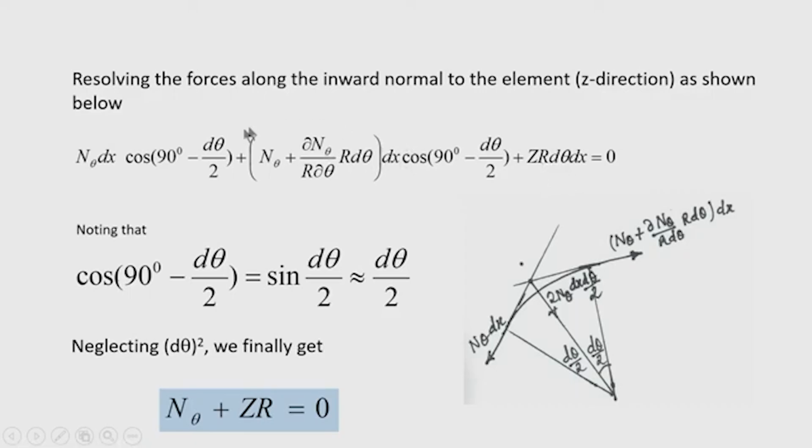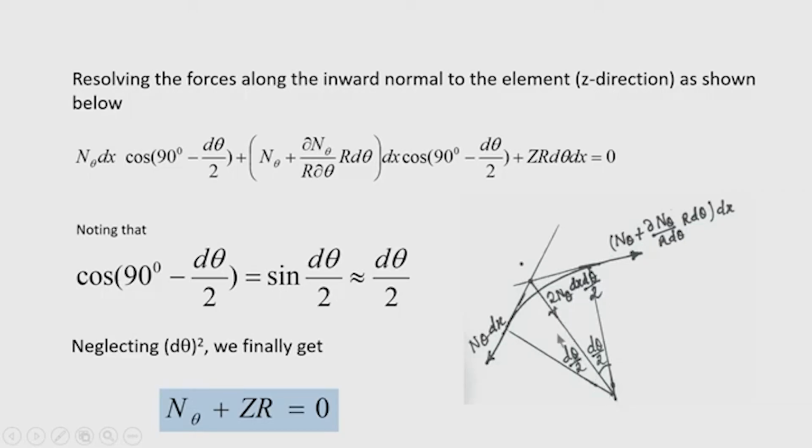Now, in this middle term you will find that del n theta by del theta d theta will be multiplied by d theta by 2. So, that means d theta square will come. Since d theta is a small quantity, its square is neglected. So, this term can be neglected. Ultimately, neglecting the square of this small term and combining the other terms, it will be n theta dx d theta by 2, and here also it will be n theta dx d theta by 2. So, that means the component will be 2 n theta dx d theta by 2.